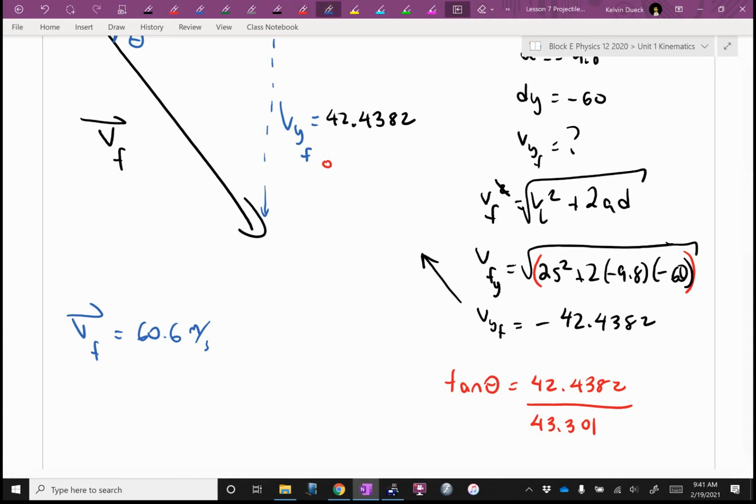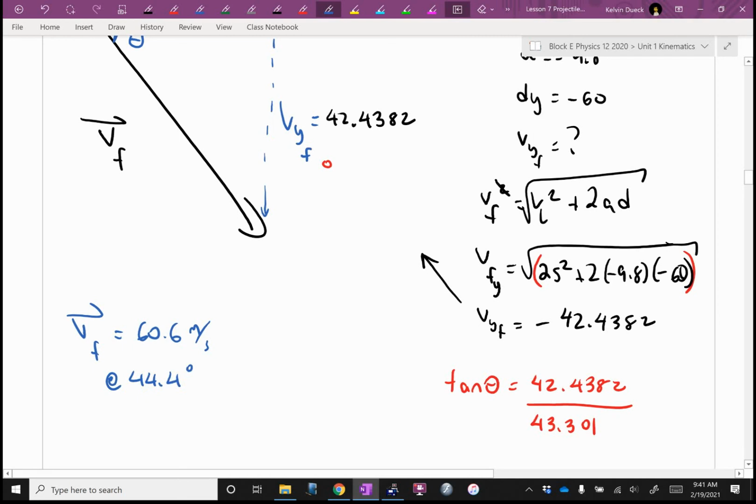What was your question? Would the 60.6 be negative? No, I'll show you how we'll work that. You're saying, but it's pointing down. Great question. Hold that thought. First of all, let's go at 44.4 degrees. Here's the answer to Owen's question.